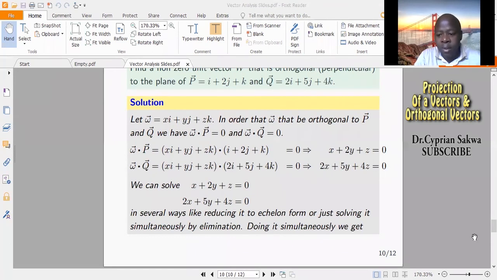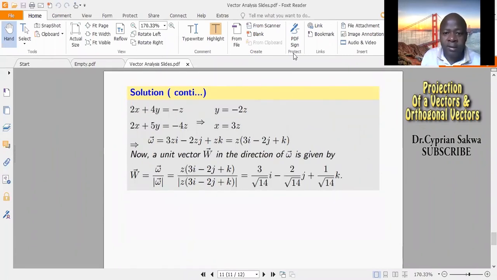Let's see how we solve them. Although you can also solve it simultaneously but in a different way. So look at the way I did it. I took z the other side. So this was 2x plus 4y, no, plus z equals 0. So I took z the other side. So this is what I got. And this was 2x plus 5y plus 4z equals 0. So I took 4z the other side. And this is what I got.